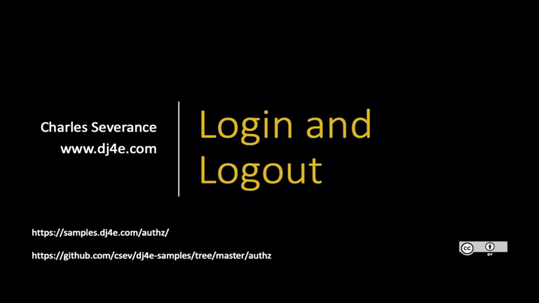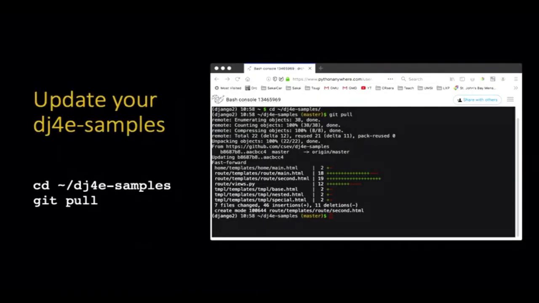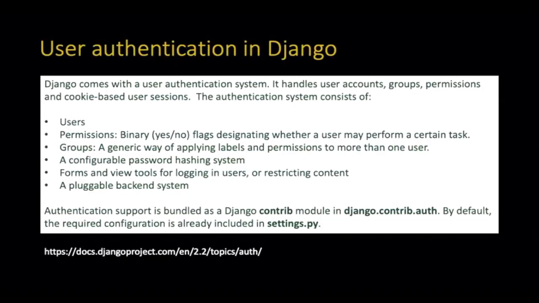Our next topic is to talk about log in and log out. Now, just in general, I have this GitHub repository called DJ for eSamples, and every once in a while you ought to see if I've found some bugs and fixed them. So go over to your samples and do a git pull. So every once in a while, just do that.